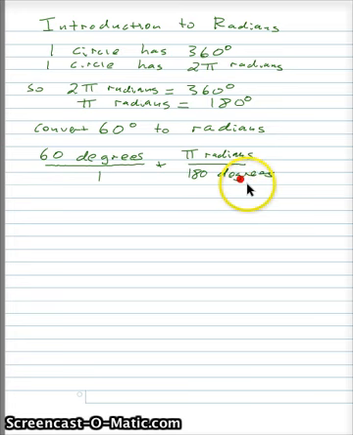Degrees will cancel, so we'll have 60 pi radians over 180, which is going to reduce to what? We'll take a look at that here in a minute. So we have 60 pi over 180 radians. To reduce that fraction, divide the top and bottom by 60. 60 pi divided by 60 is just pi. 180 divided by 60 is 3. And what we have here is pi over 3 radians.